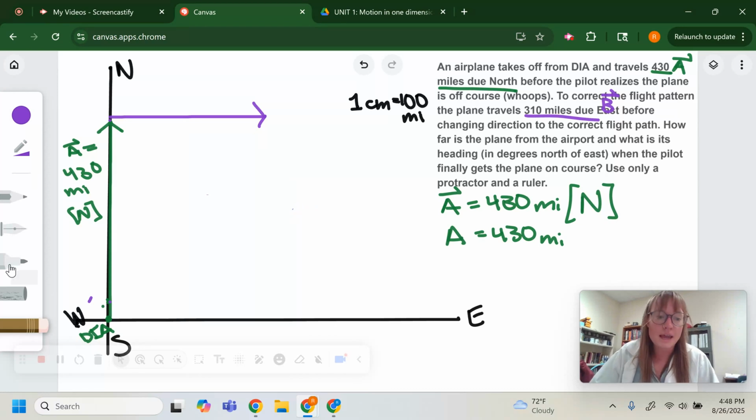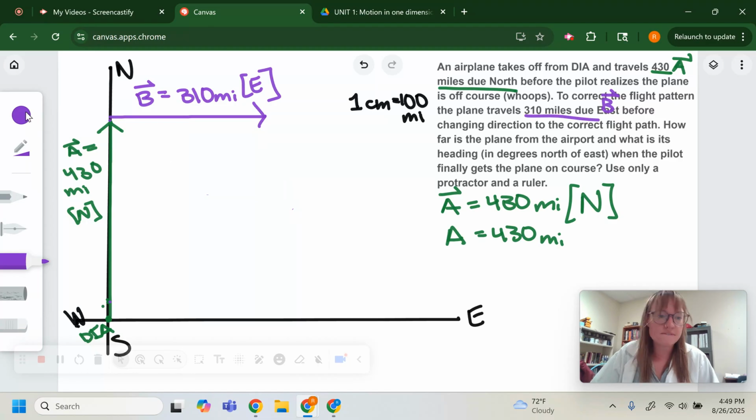Okay. Next, we shall label vector B. Now at this point, you are very good at labeling vectors. So you would say, okay, this is vector B. Vector B, with a vector hat, of course, because it is a vector, is 310 miles in the east direction. And there you go.